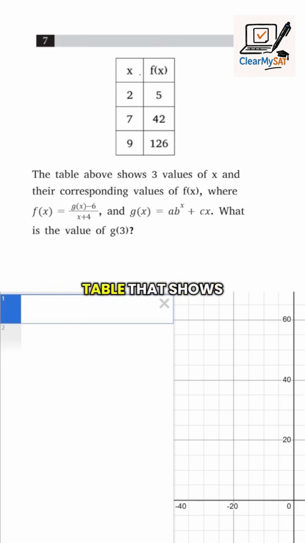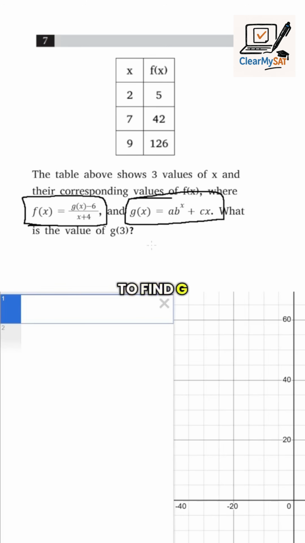We are given this table that shows x and f of x, where f of x is defined as this and g of x is defined as this. And we need to find g of 3.